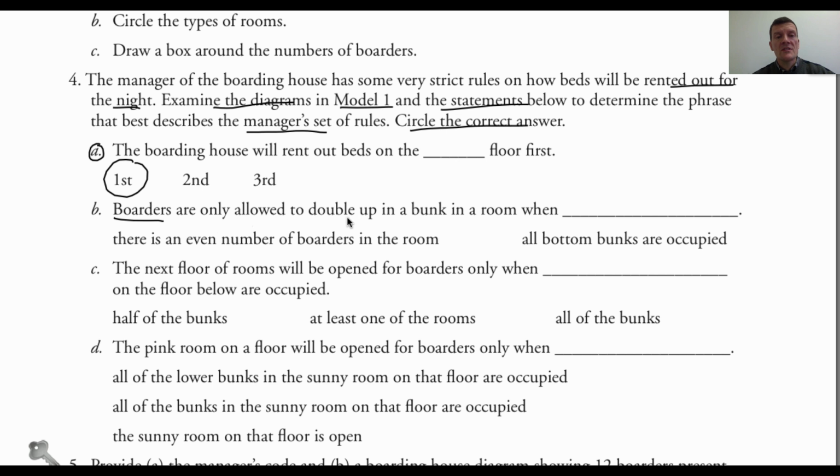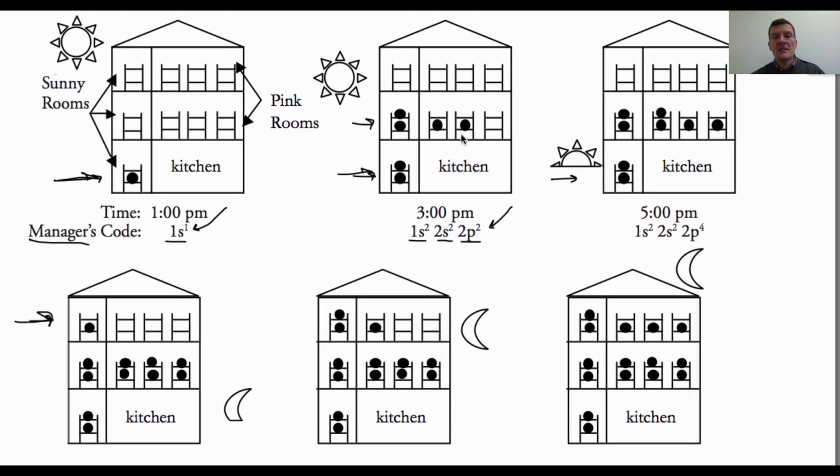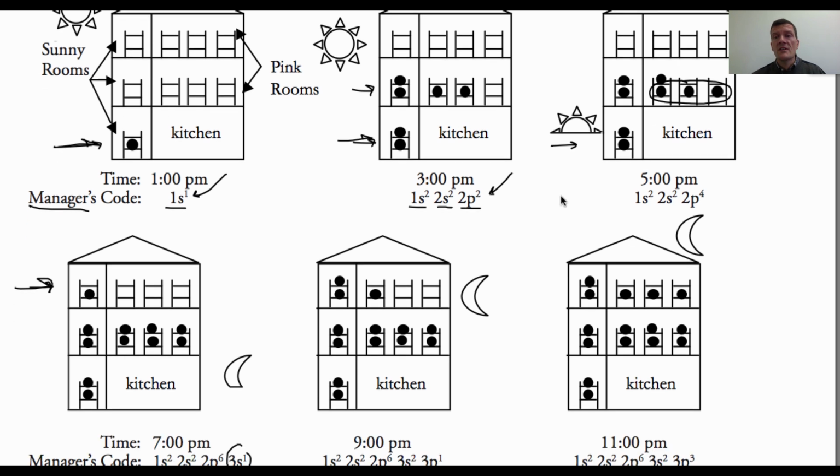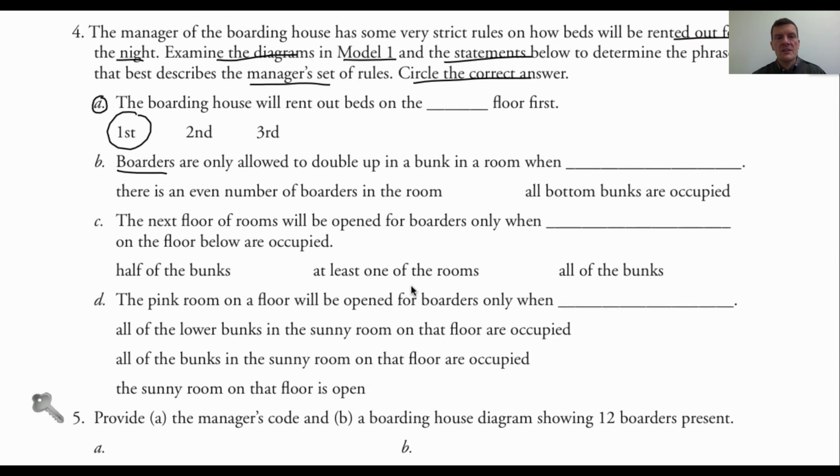Then boarders are only allowed to double up in a bunk bed in a room when, well, let's look at the model. Notice he did not allow people to double up until there was at least one person in each of the bunk beds. Alright, that makes sense. People like to spread out, have their own bed. Electrons like to spread out because they repel each other. So you're not going to start to double up in a bunk bed like right here until you've got one electron, or one person in this case, in each of the bunk beds. So the answer here is all bunk beds are occupied.